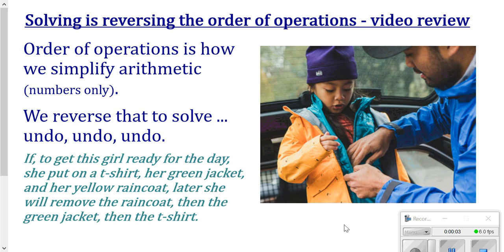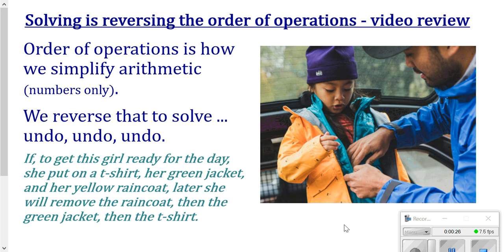Hi, this is Mrs. Lemke, and this video lesson is about how knowing the order of operations can actually help you with solving. That is because when you're trying to solve an equation, we're trying to undo various parts of an expression to isolate the variable. And so we reverse the order of operations that we use in arithmetic.